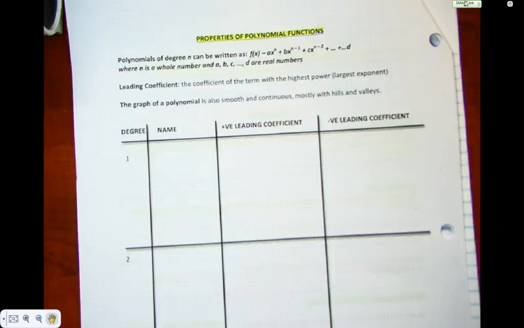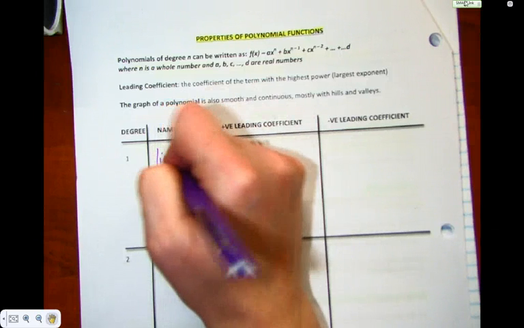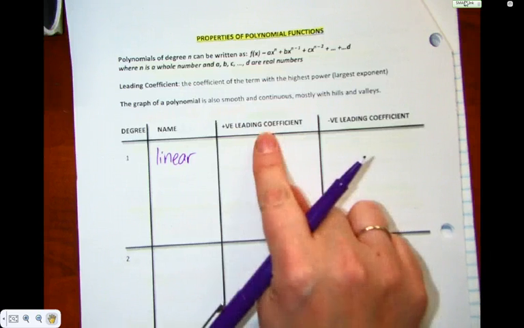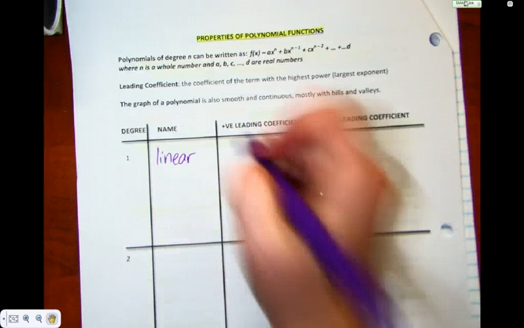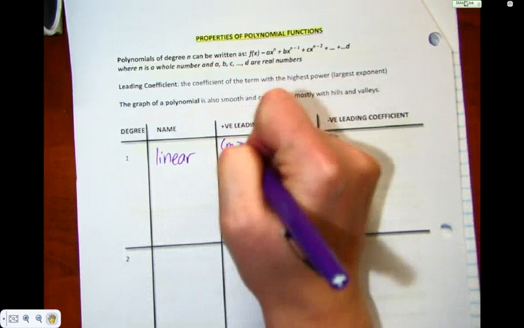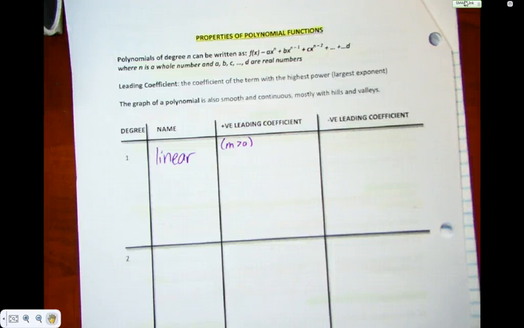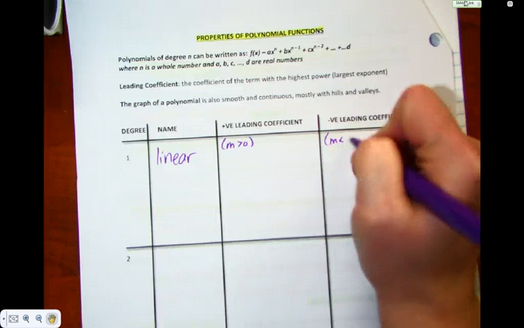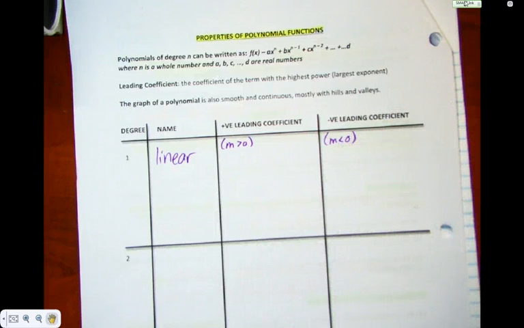What do we call it? It's got a name. What kind of functions were those? Linear. Positive leading coefficient, what that means is what did it look like when m was positive? And what did it look like with a negative leading coefficient? What did the line look like when m was negative? So what does a line look like if it's got a positive slope?